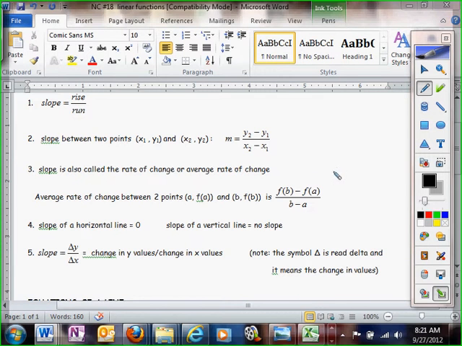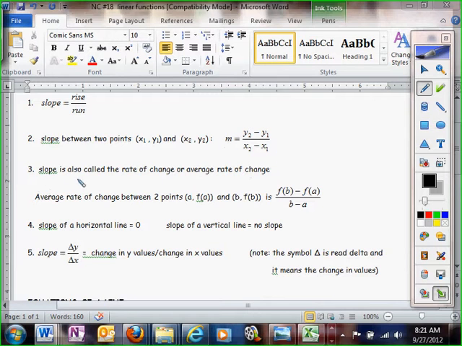Note card 18 is a review of several things from algebra. We'll just start off with number 1. We've got slope, also known as rise over run. Number 2 says that slope between 2 points such as x1, y1, and x2, y2 is this formula here. And I will be working an example here in just a second.